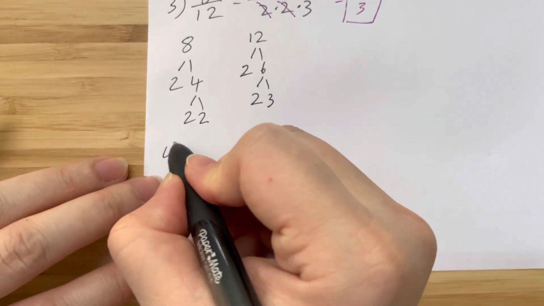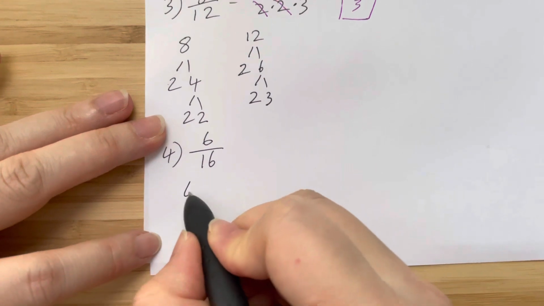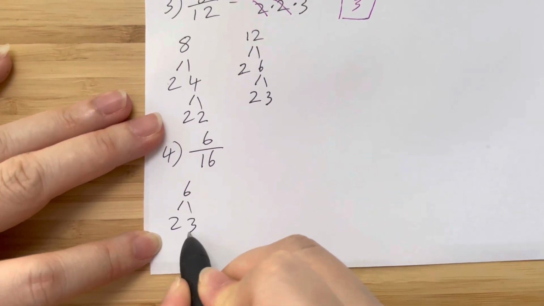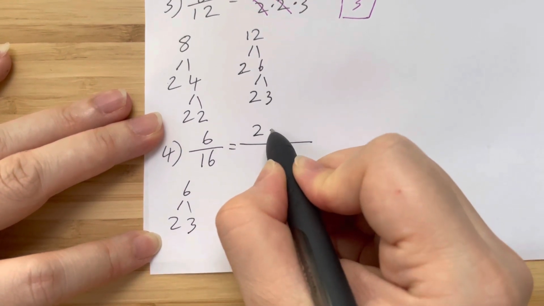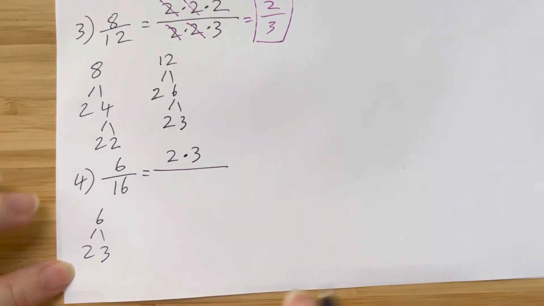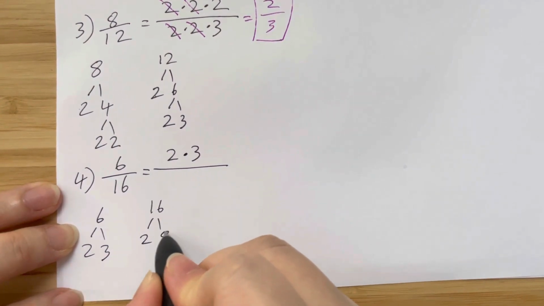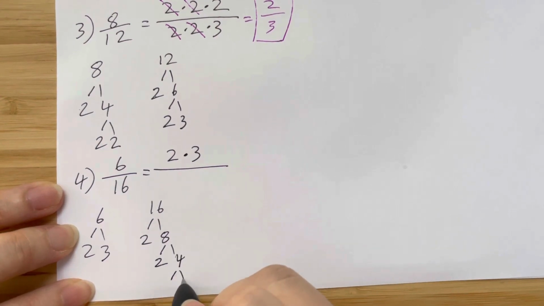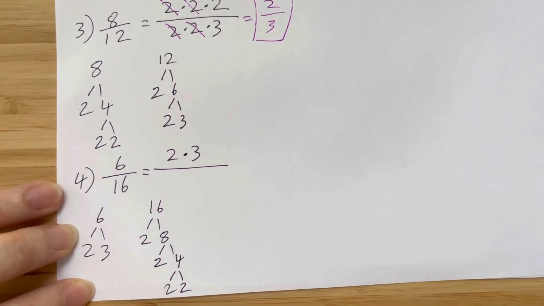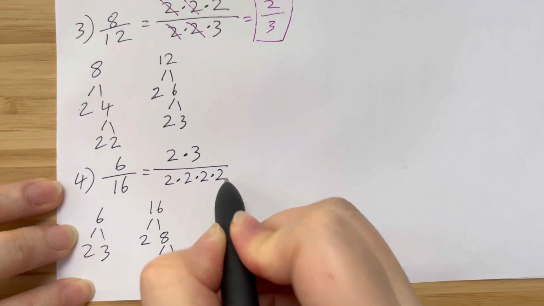Number 4, we have 6 over 16. So 6, we have a 2 and a 3. We cannot break down anymore, so we're just going to write 2 times 3. And then a 16, we have 2 times 8 equals 16. An 8 is a 2 and a 4. A 4 can break down even more. So we have 2 times 2 times 2 times 2.